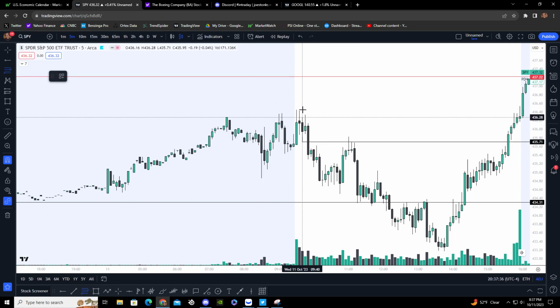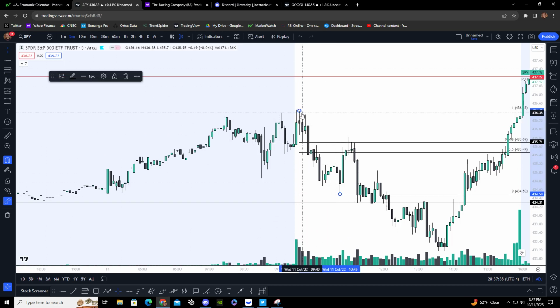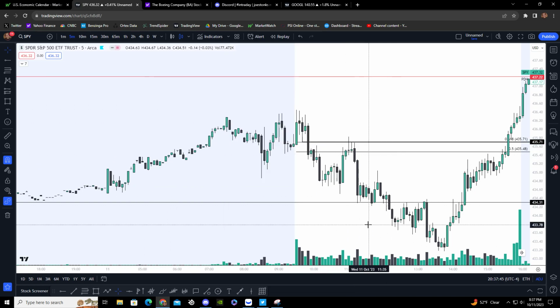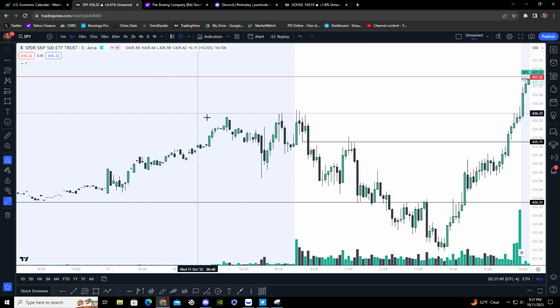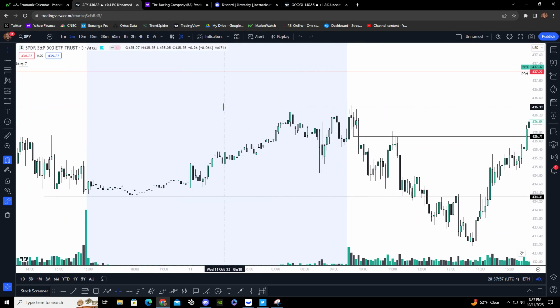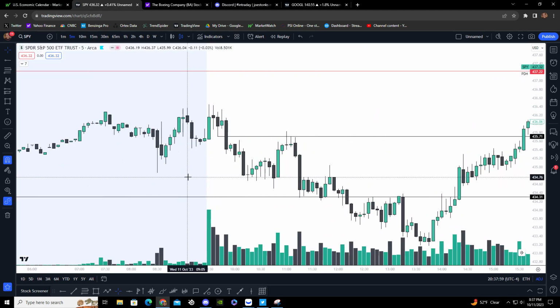So what this is, guys, is a GP 618. So that lines up perfectly, the 618 plus the break of structure from over here. So keep in mind, guys, this is all stemming from that thesis of the gap trap, which is trapping call buyers within the gap. And there it is.